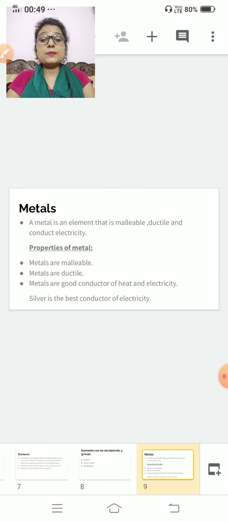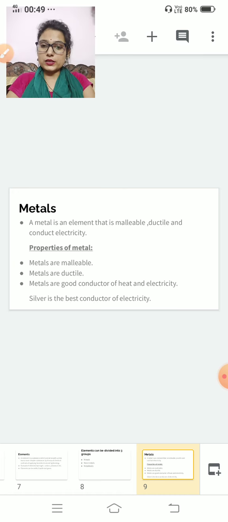Now second is, metals are ductile. What do you mean by ductile? In malleability you convert metal into a thin sheet. In ductility you convert metal into a thin wire. That means in ductility you convert metal into a thin wire. For example, iron wire. This process is known as ductility.